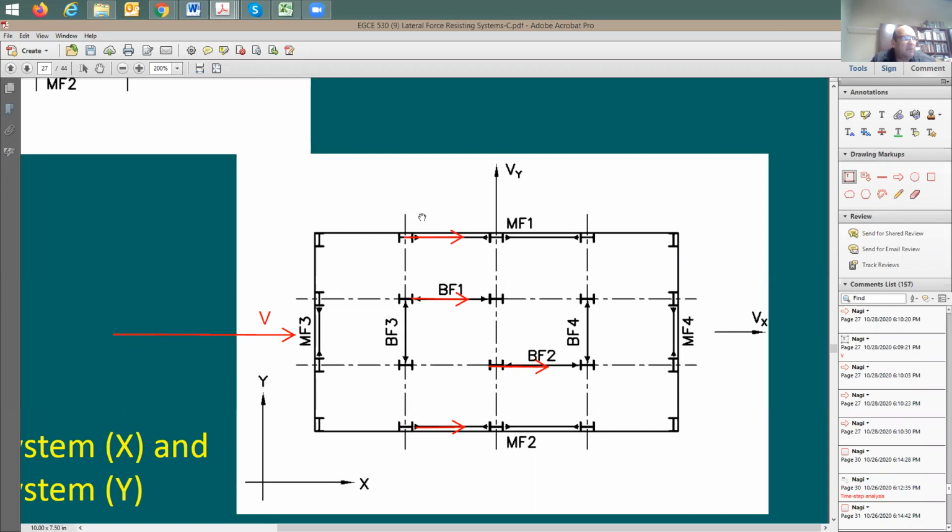So this one, I'm going to call it F1 because it goes to moment frame 1. This one, I'm going to call it F2 because it goes to brace frame 1. This one, you can call it F, let's say, brace frame. So I'm going to say BF2. Let me call this BF1, the force that goes to brace frame 1. This one I'm going to call force moment frame 1.